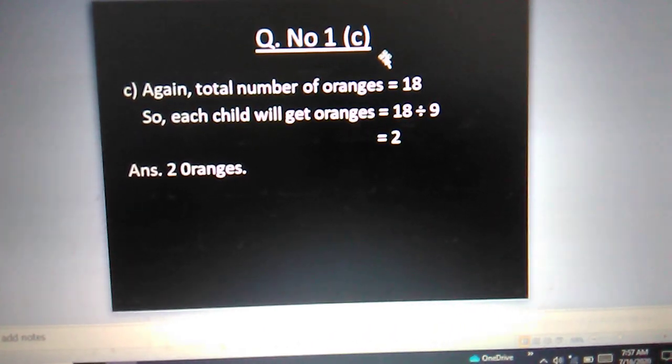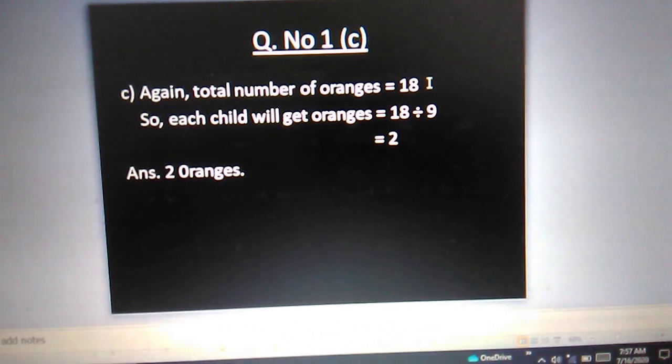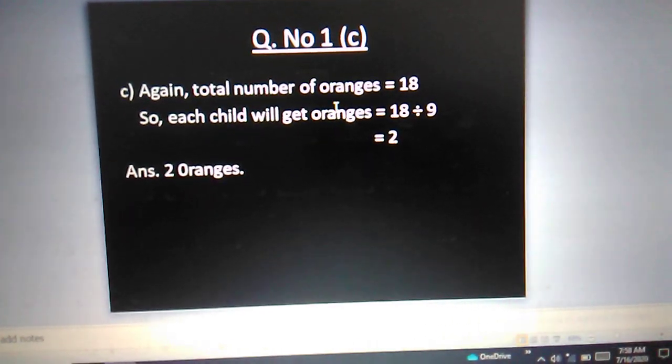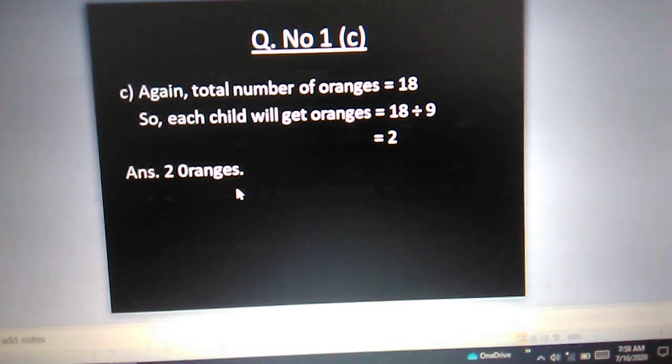Question number 1C. Again, the total number of oranges is given in the story. It is 18. So each child will get oranges: the number of oranges divided by the number of children, 2. So the answer is 2 oranges.